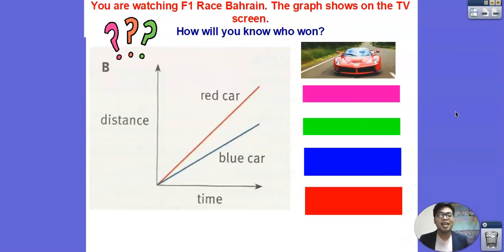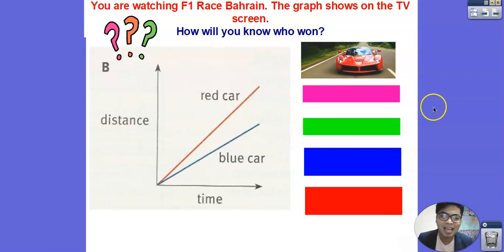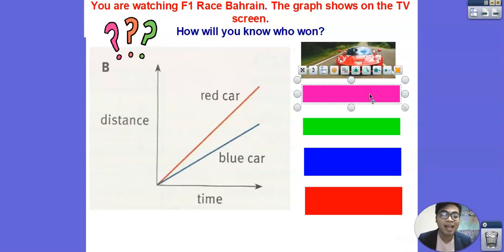So let's say you are watching the F1 race here in Bahrain, and the graph on the television shows a red car versus the blue car. So based on that alone, how will you know which of the two cars won the competition? Could you please let me know some words in your mind that allow you to tell which of the two won in the competition? Is it the red car or the blue car, and why?